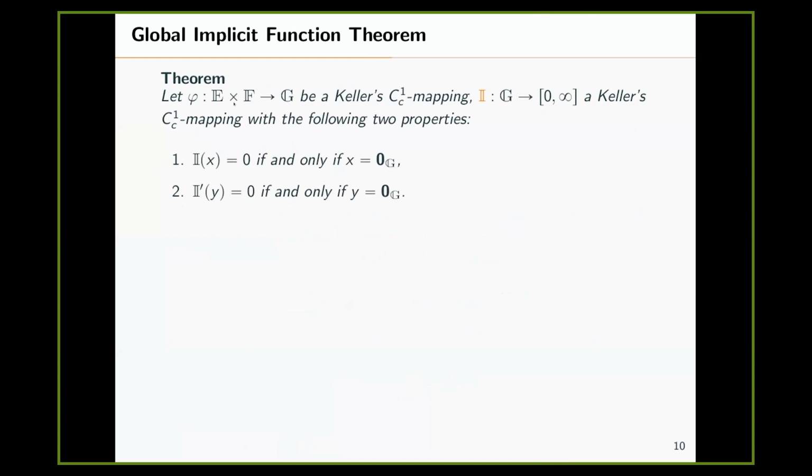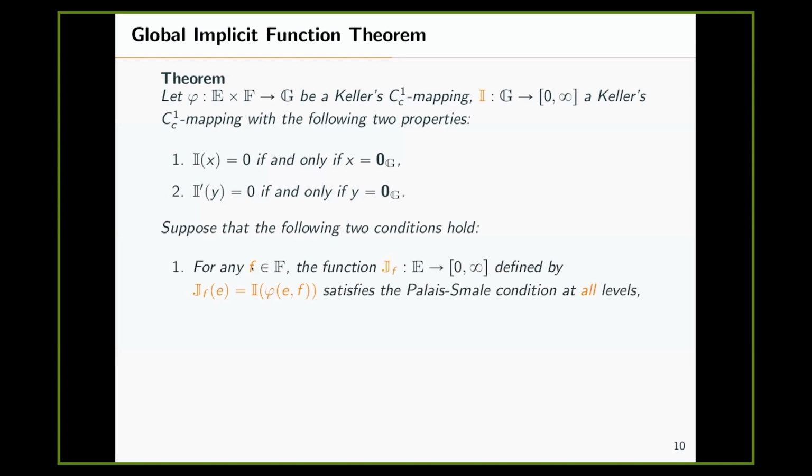So we consider here this mapping from the product space E times E by F to G. And we will introduce this mapping from G to non-negative real numbers. For now, it is of that class of differentiability. And this mapping has two properties: it is 0, and also its derivative is 0 only at the zero element.